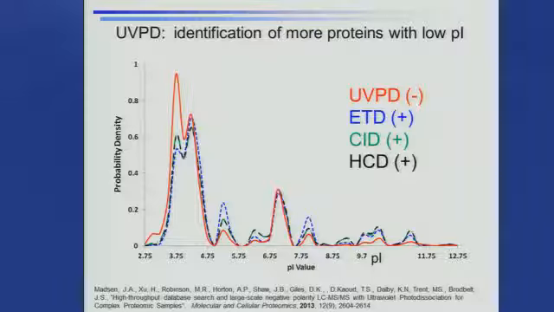And so we can see if we look at this using a plot of isoelectric points versus the number of proteins identified, we can see that there are more of the acidic proteins with lower pI values found for the UV photodissociation, which is the red trace, relative to the other three, which looked at the positive mode and therefore identified proteins and peptides that were ionized more favorably in the positive mode.